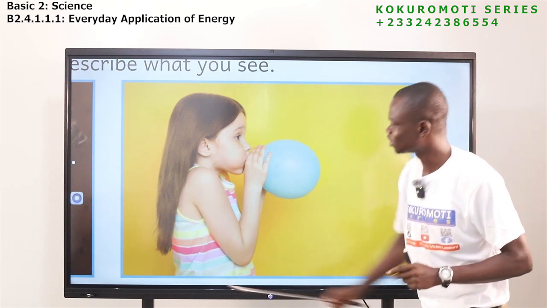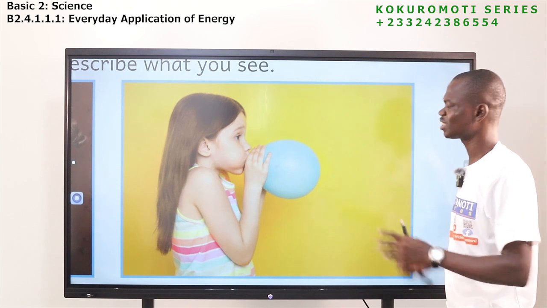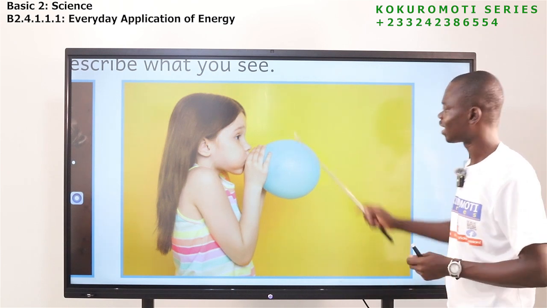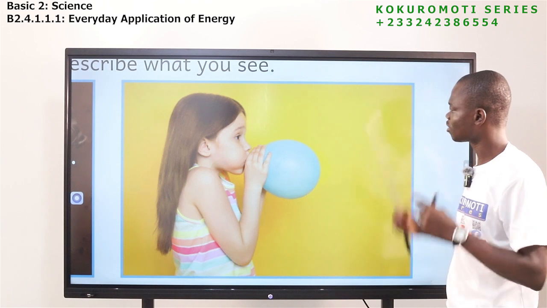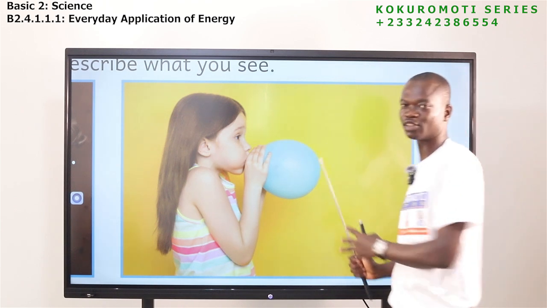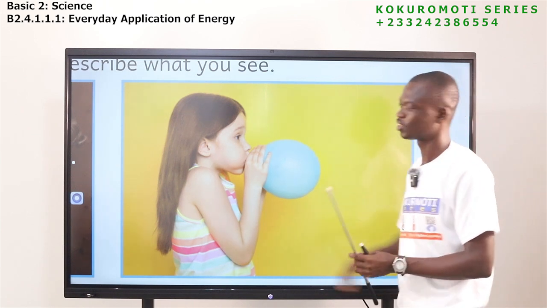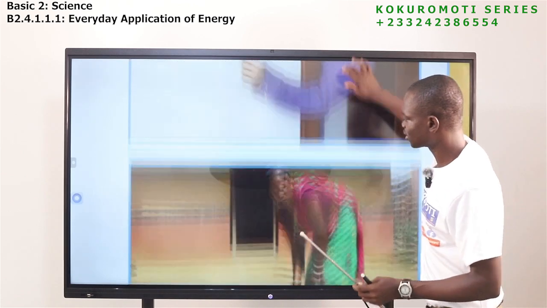But if you look at this beautiful girl, she's doing something here. What is she doing? I can see a balloon. The balloon is in the mouth, and she's blowing air into the balloon, right? Okay. Now let's look at the next picture.